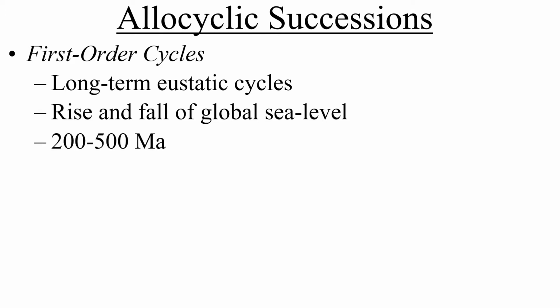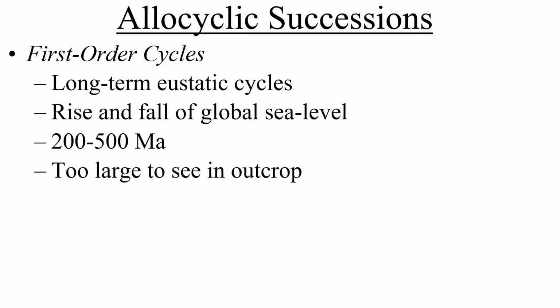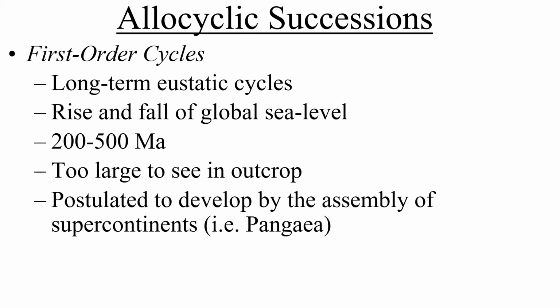These are happening on scales between 200 and 500 million years to go from one extreme to the other and back again for a full cycle. You aren't going to see these in outcrops. Again, these represent between 200 and 500 million years worth of depositional time. So you're not going to see these in a single road cut. This is postulated to, for example, develop as Pangea was coming together, like other supercontinents. So this is due to those types of climate ramifications from building massive supercontinents.